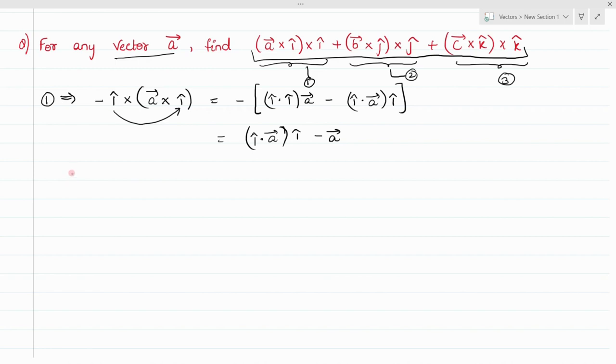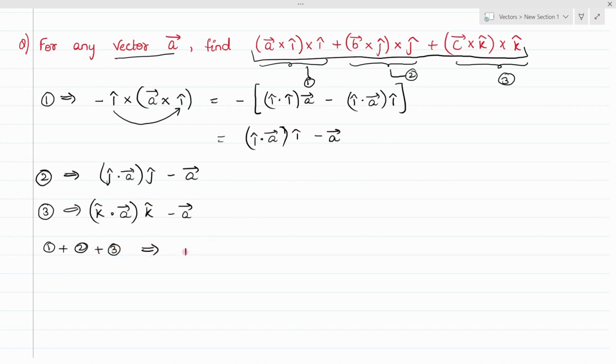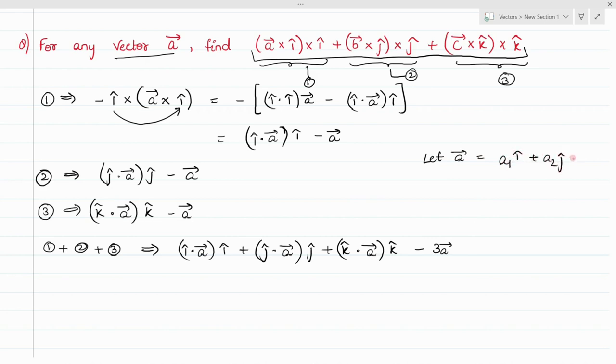It becomes simply A. Similarly, from the second equation, just replace the unit vector I with unit vector J. So it becomes J cap dot A vector into J cap minus A. Similarly, third can be written as K cap dot A vector into K cap minus A. So if we add 1, 2, 3, because this we actually want, it becomes I dot A vector into I plus J dot A into J plus K dot A into K minus 3A vector.